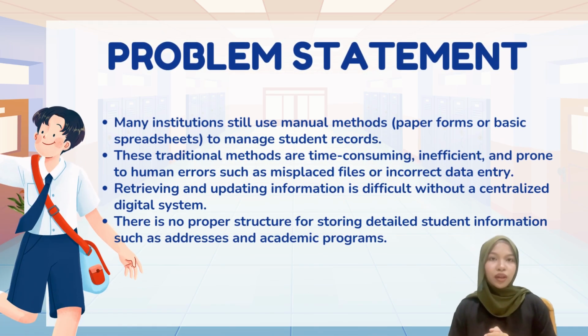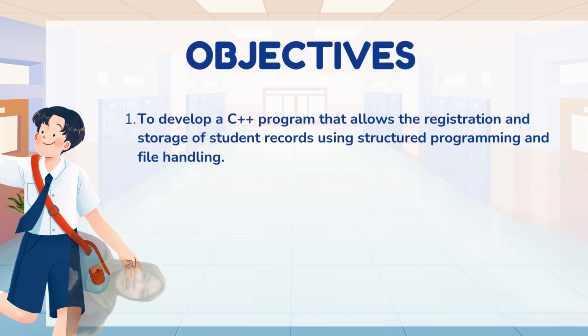Next is the problem statement. Many institutions still use manual methods like paper forms or basic spreadsheets to manage student records. These traditional methods are time-consuming, inefficient, and prone to human errors such as misplaced files or incorrect data entry. Retrieving and updating information is difficult without a centralized digital system. There is no proper structure for storing detailed student information such as addresses and academic programs.